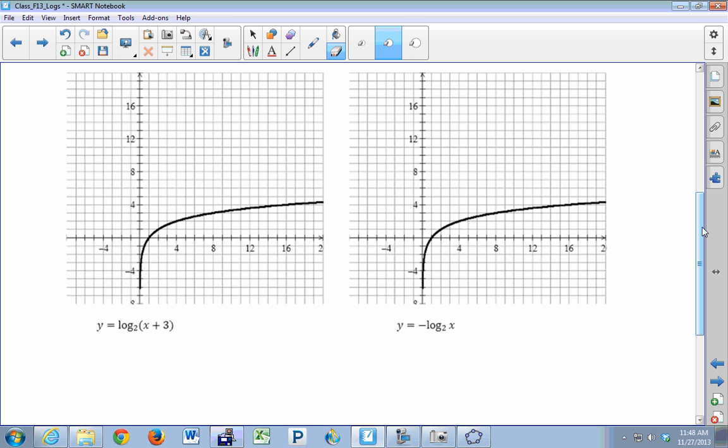Oh, you already told me. Horizontally, it's a horizontal shift to the left 3. So I literally just take that graph, pick it up, keep the shape exactly the same, but move it 3 units to the left. So what's going to become my vertical asymptote now? Not x equals 0 anymore, but what? x equals -3, right? So I put a vertical line straight down here like this.